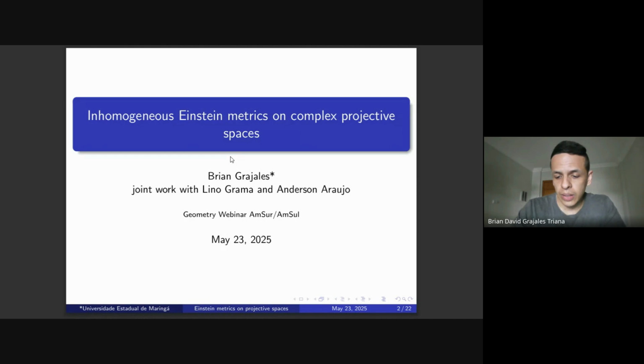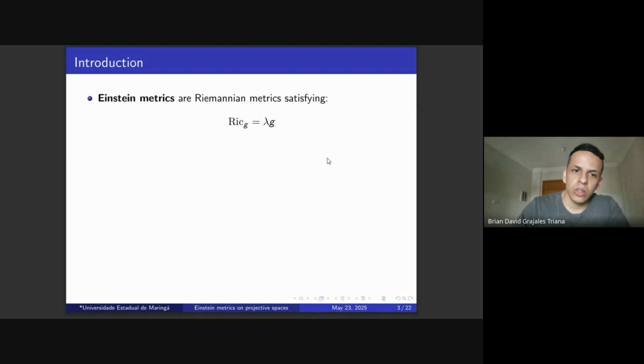So as an overview, we are going to use a classification of all cohomogeneity one actions on complex projective spaces in order to try to prove existence or non-existence of Einstein metrics on complex projective spaces. First I'm going to make an introduction. Maybe all of you are familiar with a lot of things I'm going to talk about here, but I want to introduce some historical review about Einstein metrics.